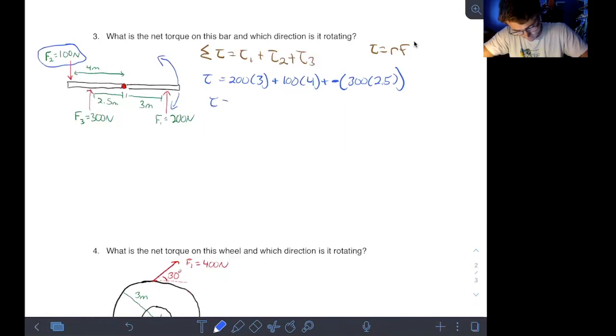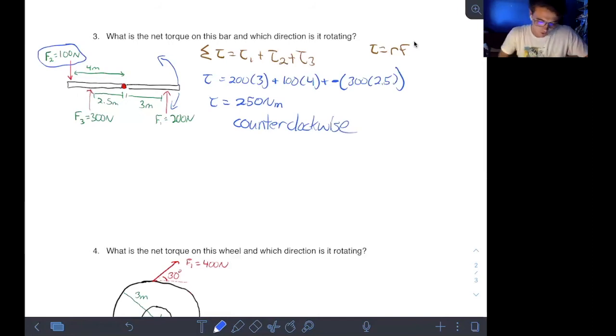When you add all that up and do the simple math, you get a torque of 250 newton meters, and it's a positive torque. So what does that mean? Positive torque means it's going in the counterclockwise direction. That's how we defined our positive and negative axes. So counterclockwise. Okay, let's just go on to 4.